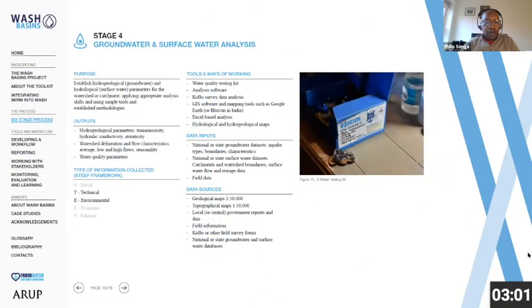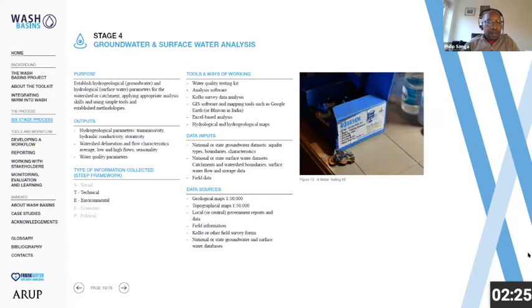So we look at this one example of a stage, which is where we do the groundwater and surface water analysis. We structured it in such a way that it tells you a little bit about the purpose of that stage. So in this case, establish your hydrogeological parameters that you need to collect. It tells you a little bit about the outputs. So for example, you've got hydrogeological parameters like transmissivity, hydraulic conductivity, storativity, the sorts of things that you normally do when collecting information in the field through pump tests.